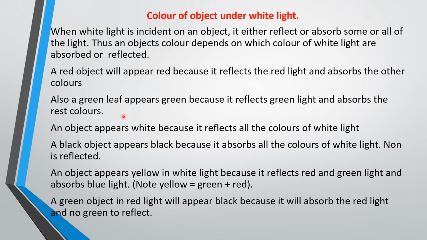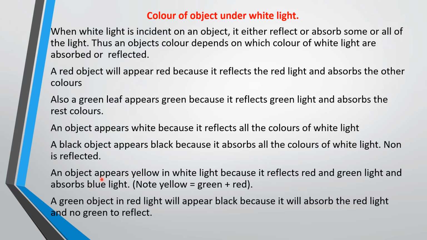Same thing with a green leaf. Don't forget that red and green are primary colors. An object appears white because it reflects all the colors of white light. A black object appears black because it absorbs all the colors of white light and does not reflect any.